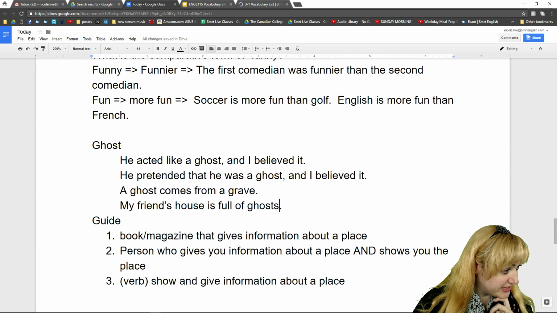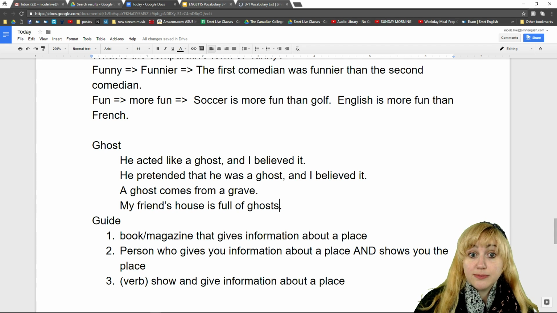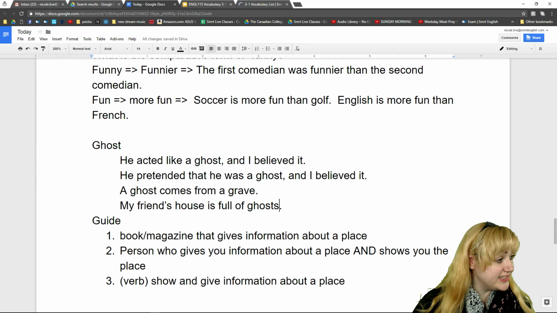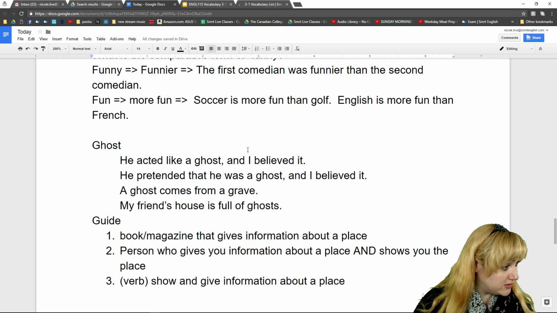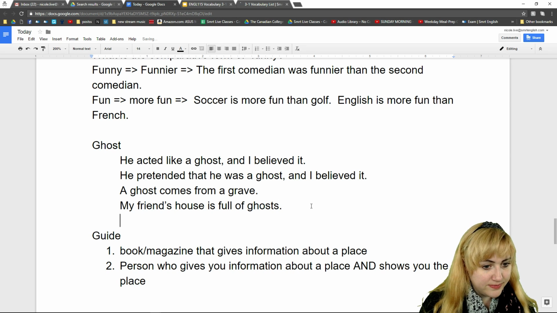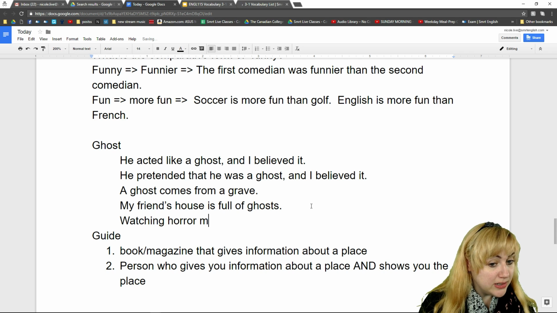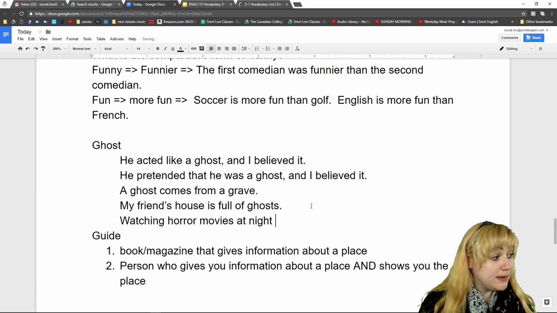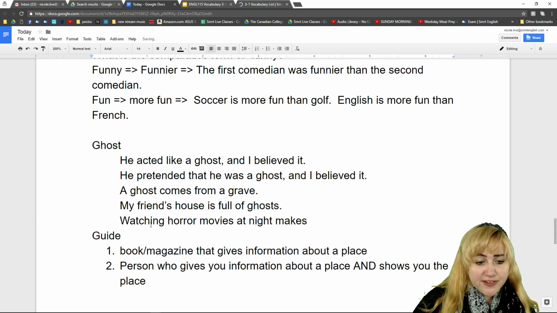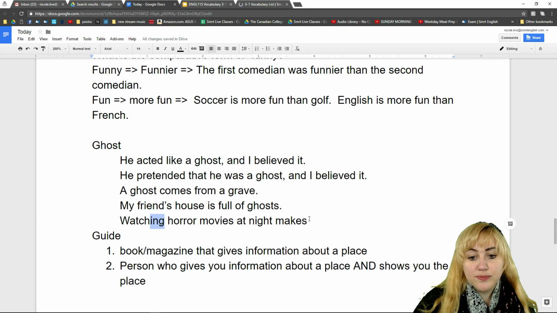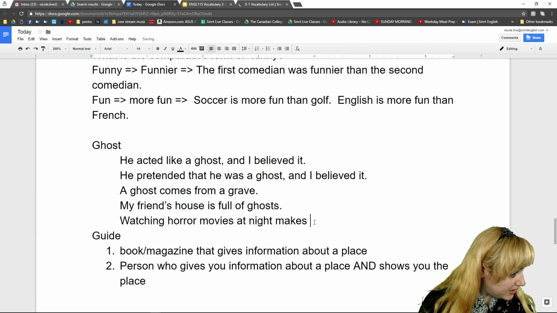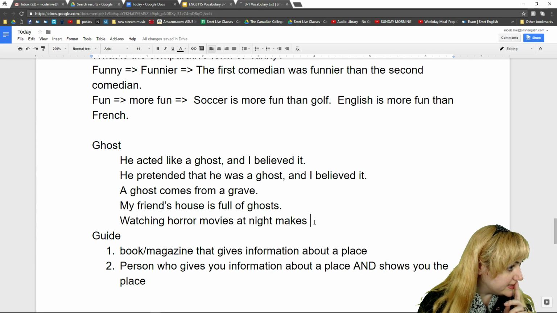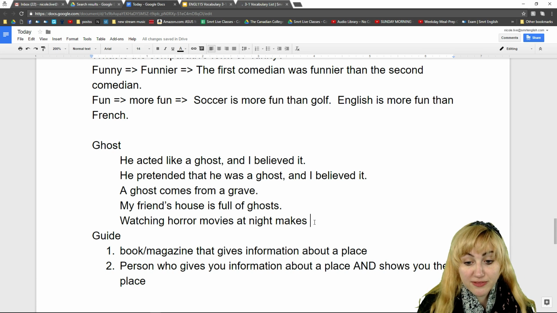Honey badgers are dangerous for the children if they cross your fence. Those are some good examples from the words before, dangerous and cross. Watching horror movies at night makes me dream of ghosts. Let me write that down. So, watching horror movies at night. I'm just going to say makes, because if your subject is a gerund, watching, we're going to imagine that it's singular. Gerunds are singular. Watching horror movies at night makes, I lost the sentence. Makes me dream of ghosts.